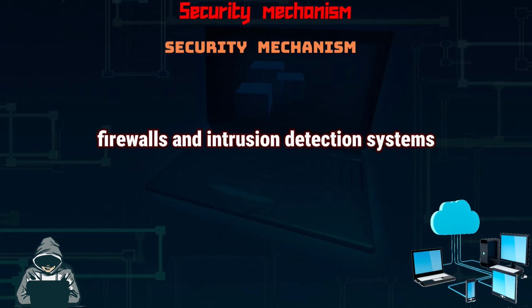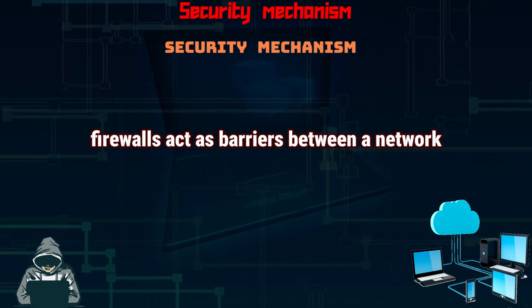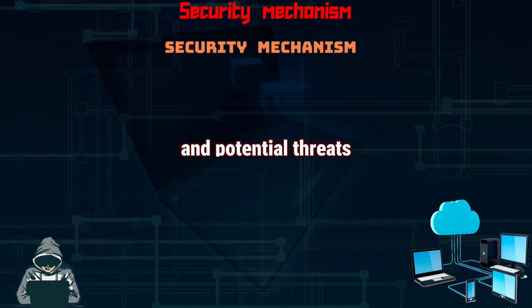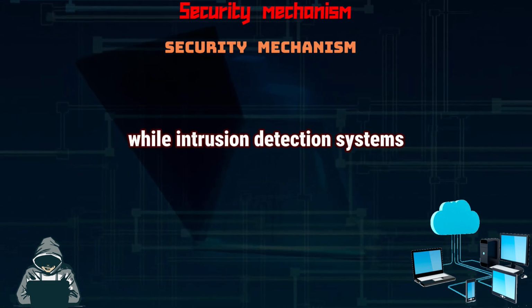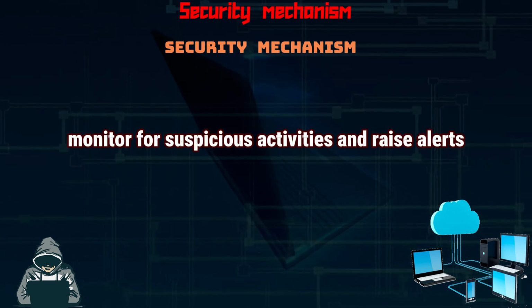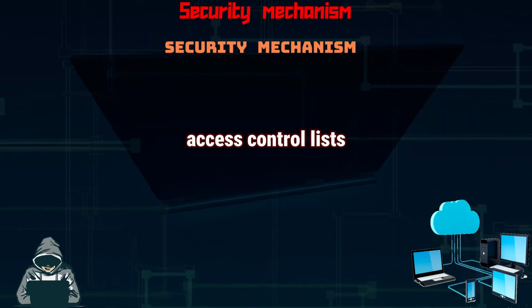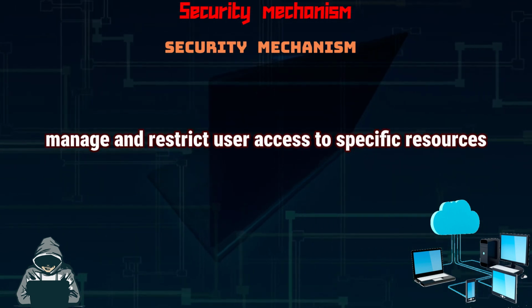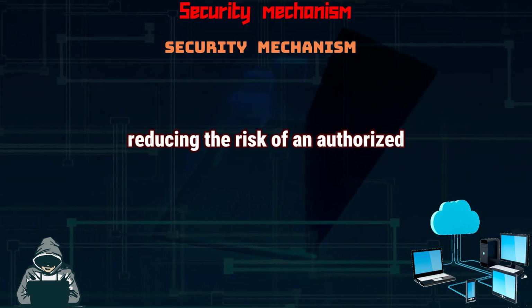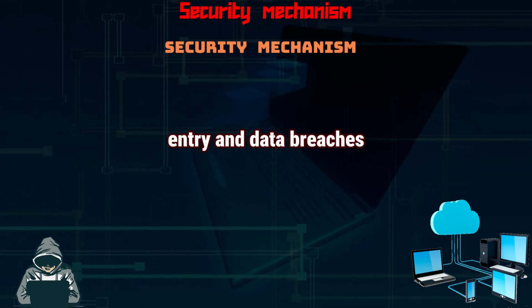Firewalls and intrusion detection systems. Firewalls act as barriers between a network and potential threats, while intrusion detection systems monitor for suspicious activities and raise alerts. Access control lists. Manage and restrict user access to specific resources, reducing the risk of unauthorized entry and data breaches.